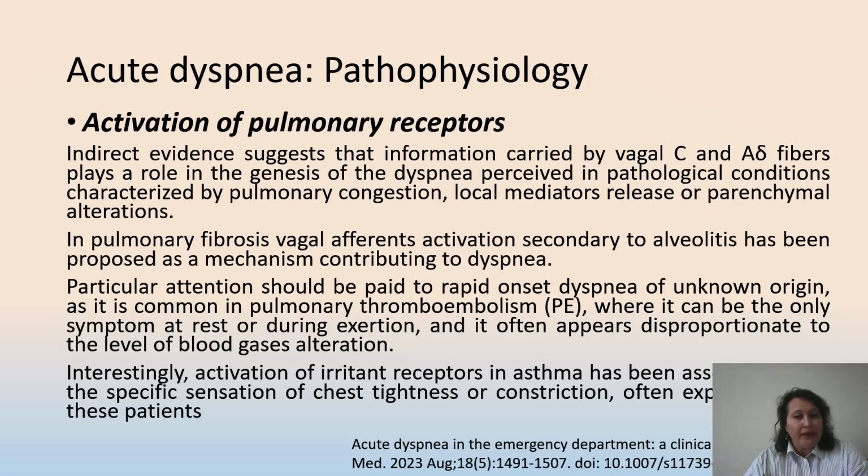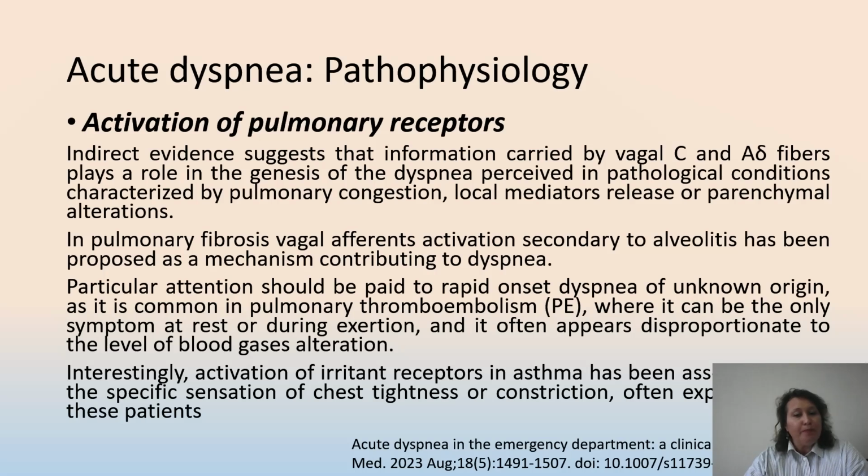The third pathophysiological mechanism of acute dyspnea is activation of pulmonary receptors. It can be indirect. Evidence suggests that information carried by vagal fibers plays a role in the genesis of dyspnea perceived in pathological conditions characterized by pulmonary congestion, local mediator release, or parenchymal alteration. In pulmonary fibrosis, vagal afferent activation secondary to alveolitis has been proposed as a mechanism contributing to dyspnea.